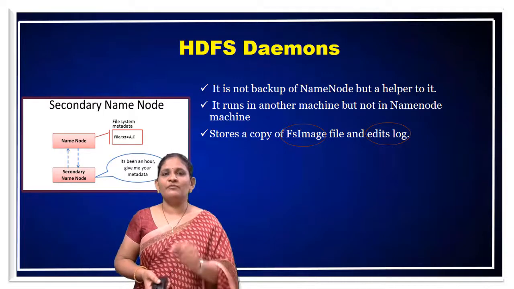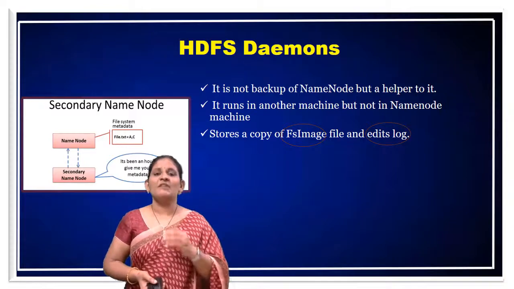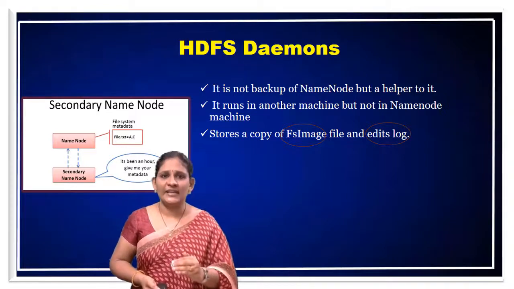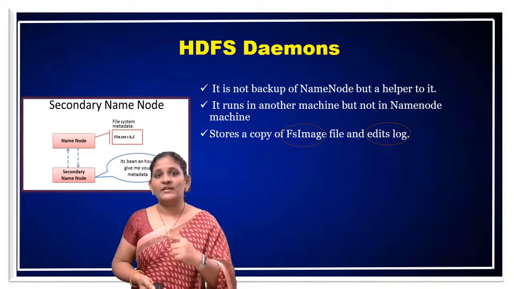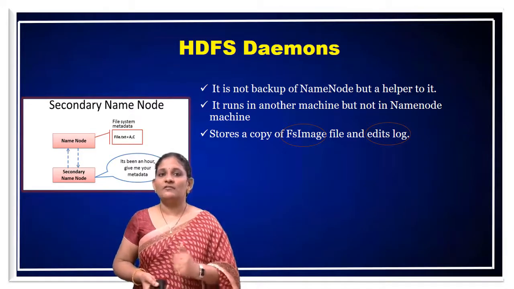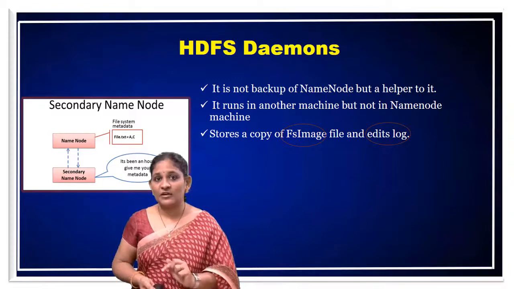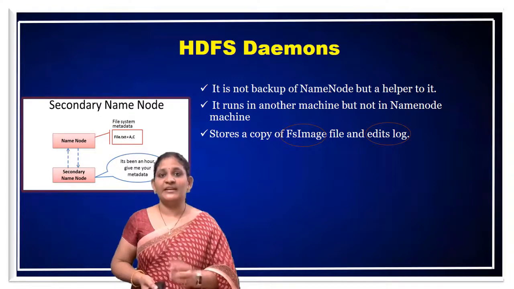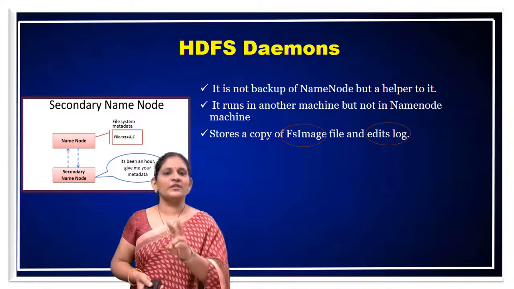The secondary name node, for every 1 hour or 2 hours, whatever the timing, we can fix the timing, will request the name node for the edit log file and for the FS image file. It will get those two files from the name node.